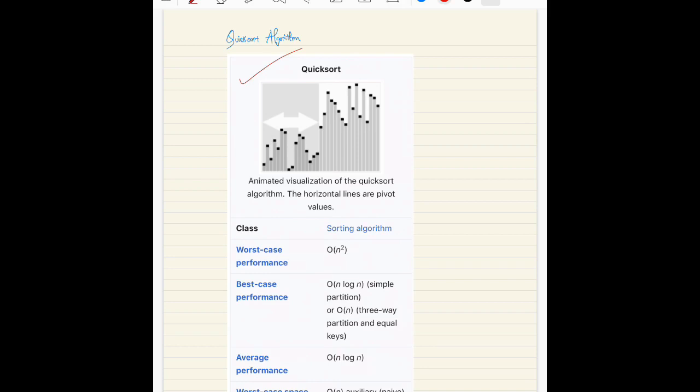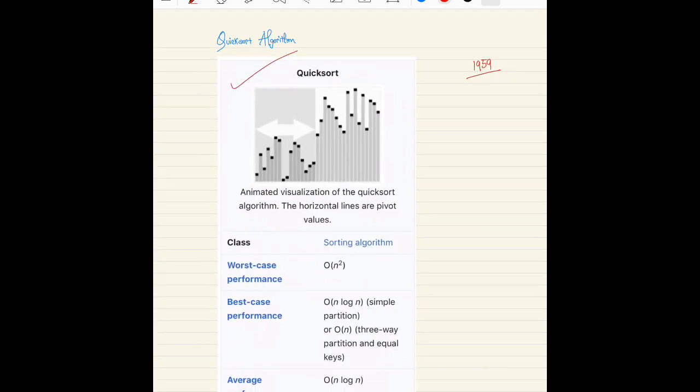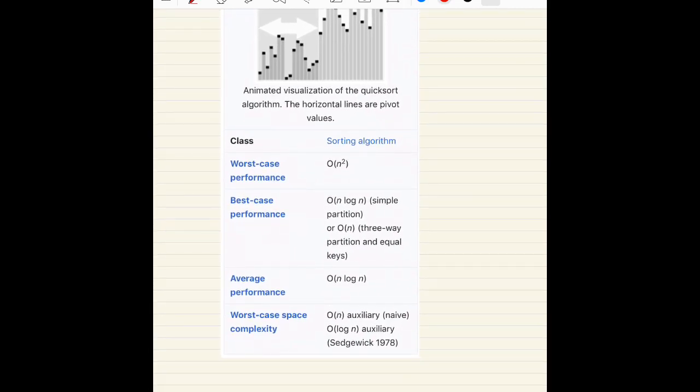Quicksort is one of the oldest sorting algorithms, which was invented in 1959 by some Harvard guys, and they published it in 1961. So here you can see the worst case is big O of n squared, and the best case is like this, and the average case and the best case are both the same, but there are cases where it's big O of n.